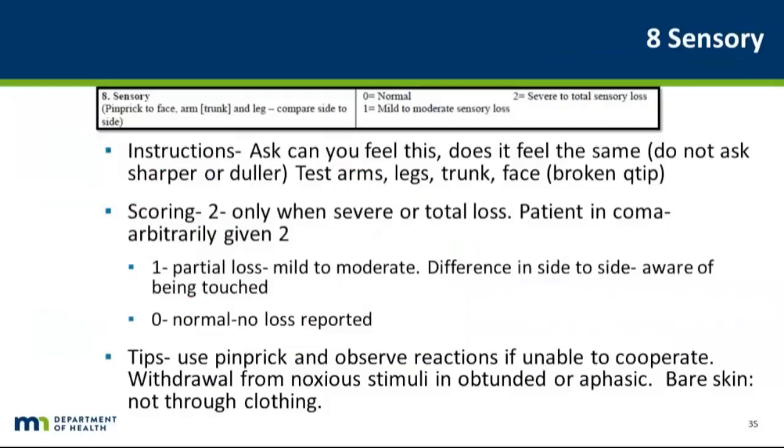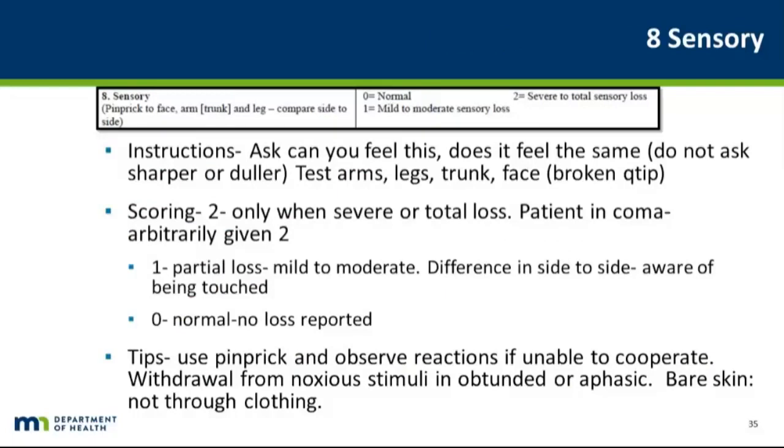Coma patients are arbitrarily given a 2. A score of 2 is actually pretty rare though. A 1 is for mild to moderate loss. There's a difference noted from side to side, but they're aware of being touched. And a 0 is normal, no loss reported.